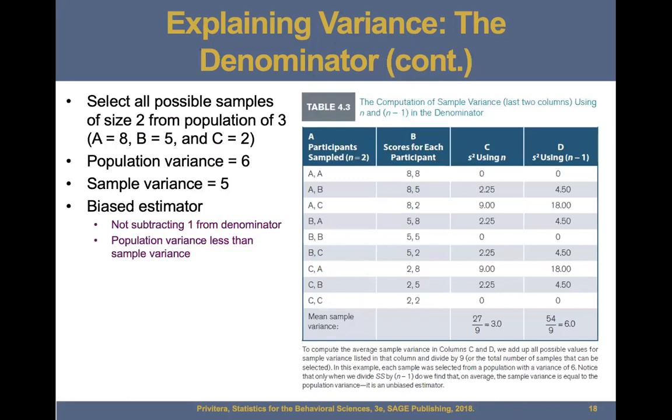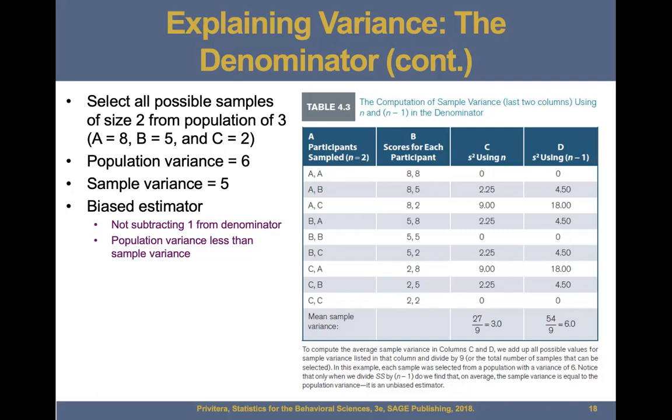So here's an example of some scores from two possible samples. These are the scores in the sets. C is S squared, which is your variance using N. So A is 8, B is 5, C is 2. So that's our mean. Our population variance is 6. Our sample variance is 5.